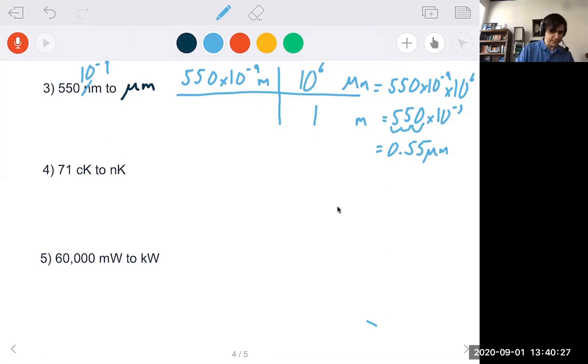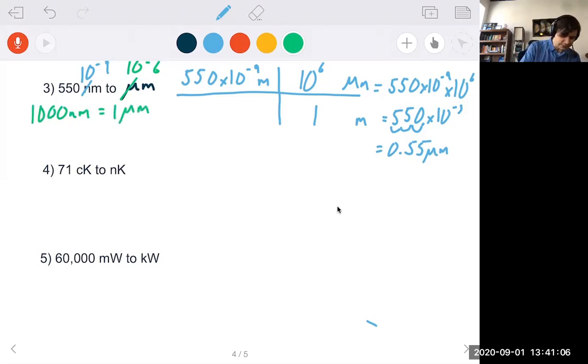Now let's go ahead. This is 10 to the minus 9. Micro is, and now I will use a different color, 10 to the minus 6. So we have micro is 1,000 times bigger than nano. So if micro is 1,000 times bigger than nano, then 1,000 nanometers would equal 1 micrometer.